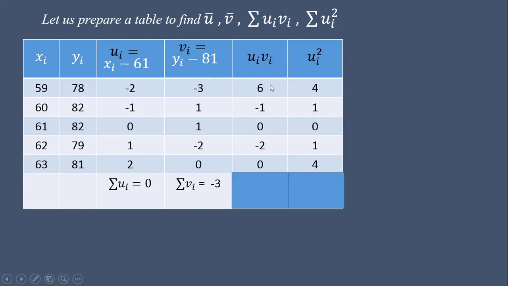Now summation ui vi, addition of these values. 6 minus 1, 5. 5 plus 0, 5. 5 minus 2, 3. So the sum of all these values is 3. So we get summation ui vi is equal to 3. Now last, summation ui square, addition of all these values. 4 plus 1, 5 plus 0, 5 plus 1, 6 plus 4, 10. So we get summation ui square equal to 10.